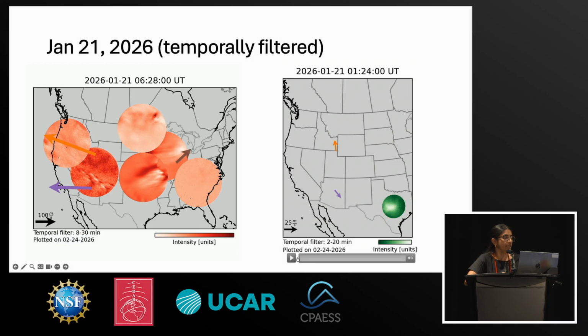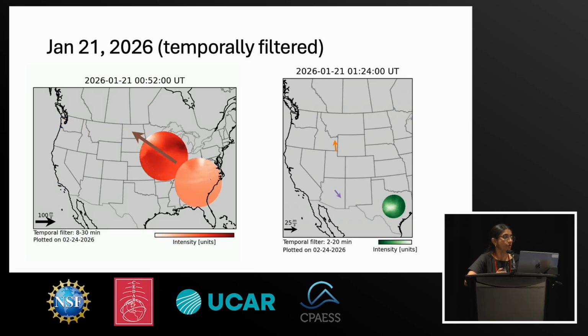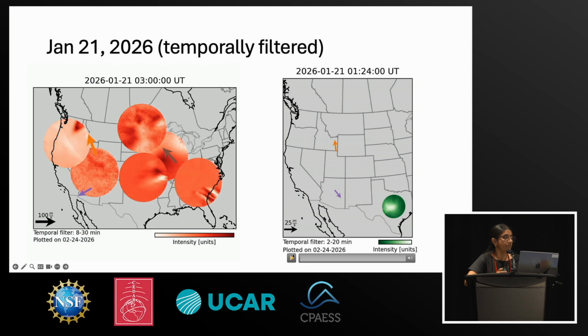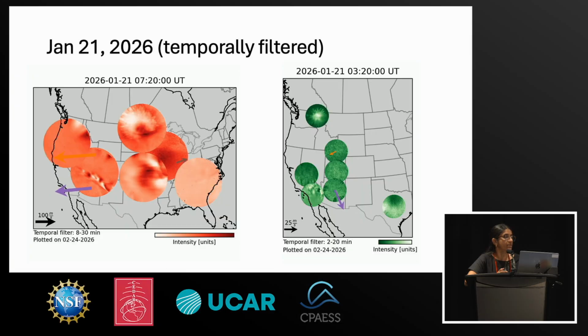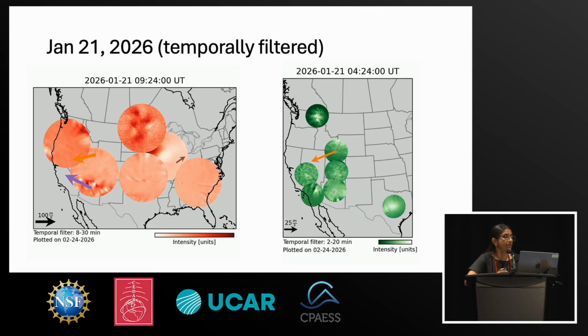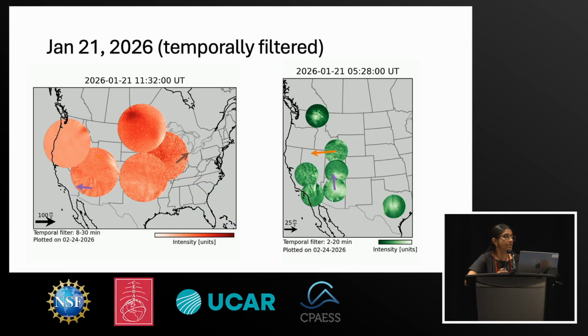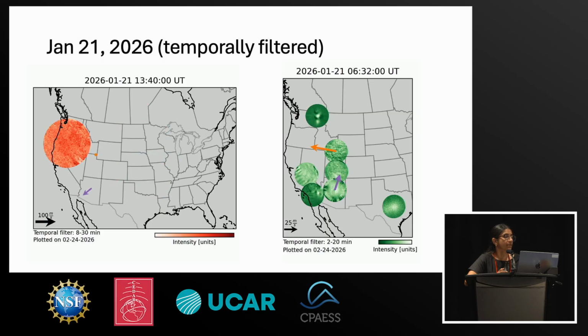However, what is the unusual part about this event is that we also saw, if you look at the green line, this is 557.7 nanometer wavelength. This is also a temporally filtered image. What you will see in a little while is the bubble showing up in the green line as well, and this is about a 40 degree north geographic latitude.